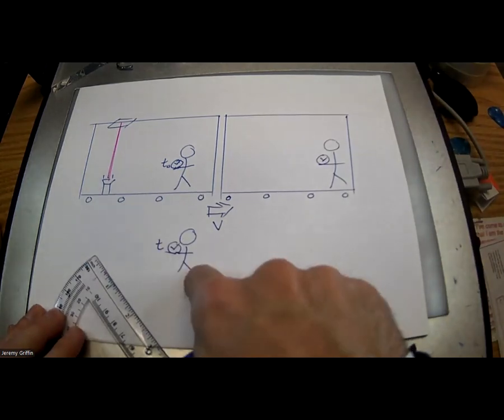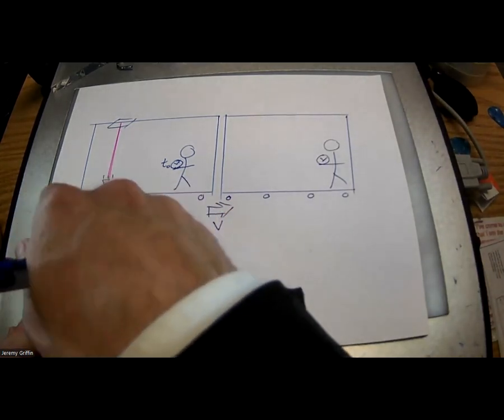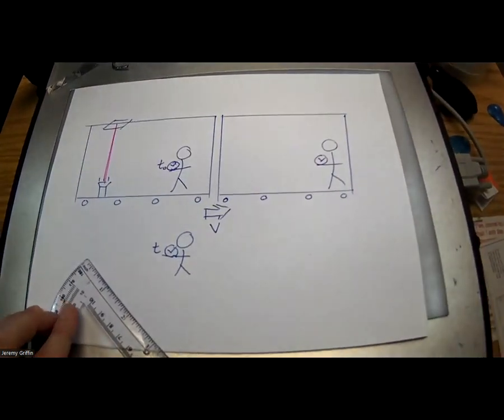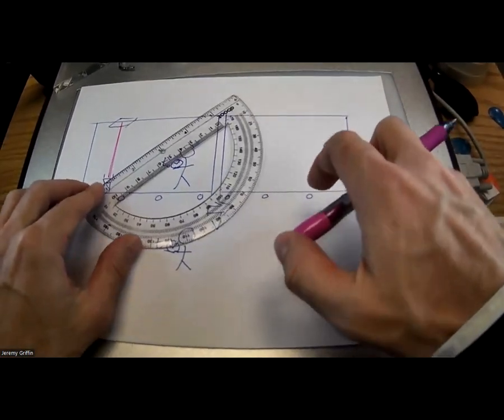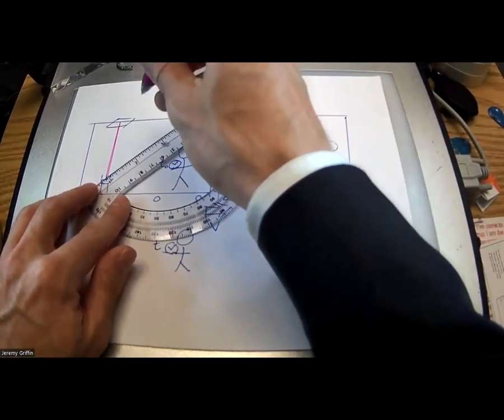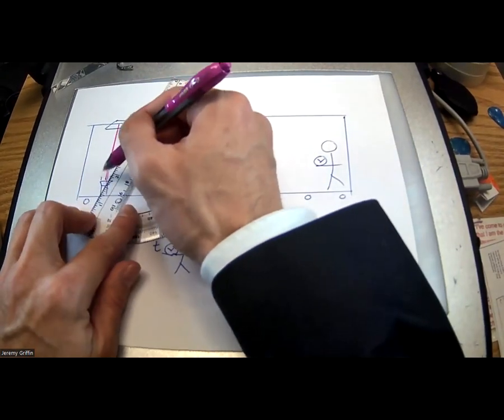Now, this guy outside the car is maybe watching the same beam of light. Maybe we take off the side panel and watch this beam of light. What does the beam of light look like according to this guy outside? Well, the beam of light doesn't go straight up and down. It goes off on a little diagonal.